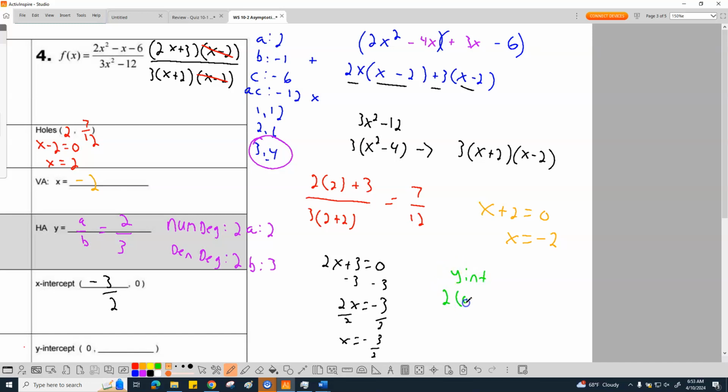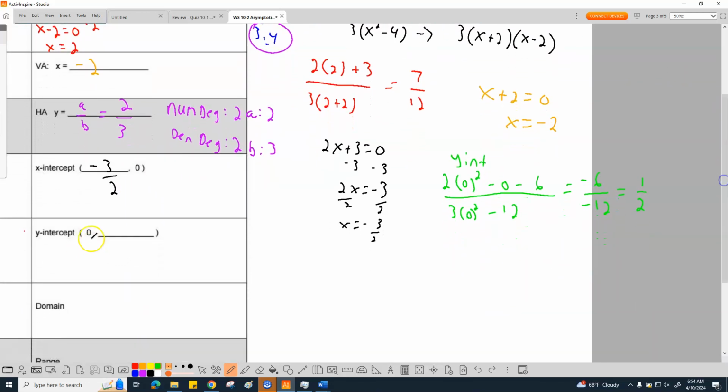Go to the original. 2 times 0 squared minus 0 minus 6 over 3 times 0 squared minus 12. So 2 times 0 is 0, minus 0 is 0, minus 6. So I have a minus 6 up here over 3 times 0 squared, that turns to 0. Minus 12 is what I have left over here. The negatives cancel out, and this reduces down to 1/2. So I found my y-intercept on this problem to be 1/2.